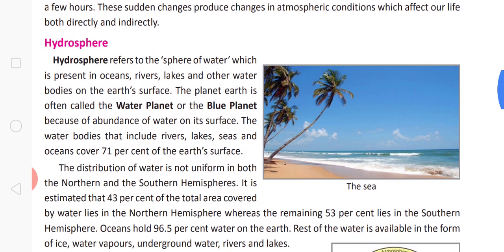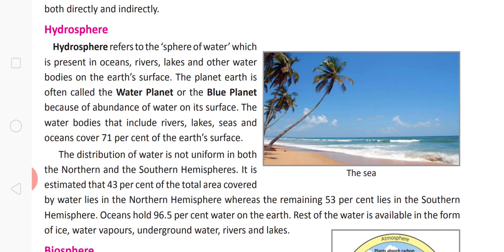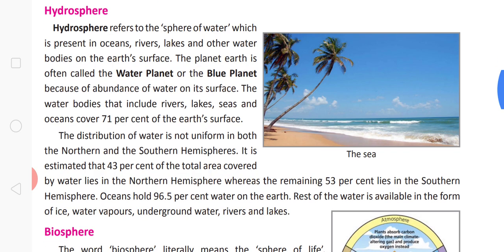Next topic is hydrosphere. Hydrosphere refers to the sphere of water which is present in oceans, rivers, lakes and other water bodies on the earth's surface. We know that about 70% of the earth has water, and one quotation is very famous: water, water everywhere, but not a single drop of water to drink.